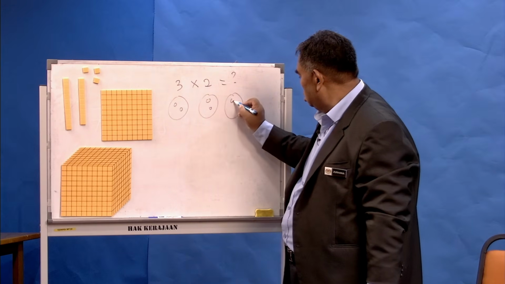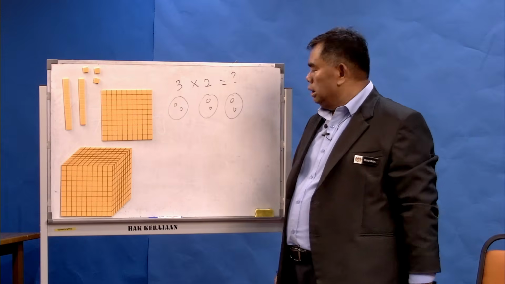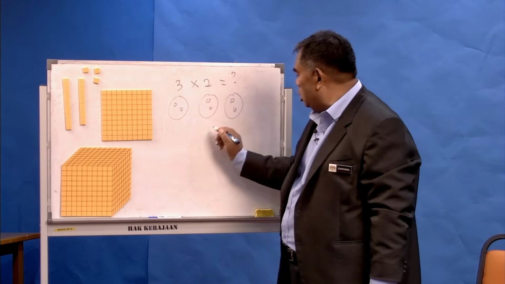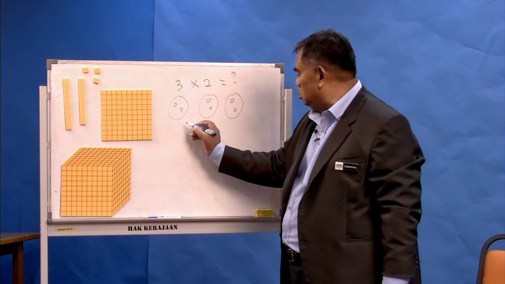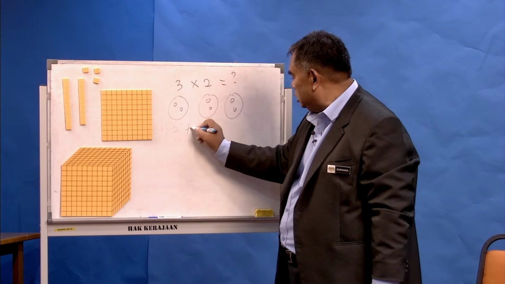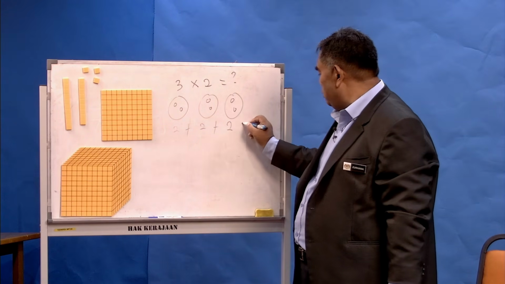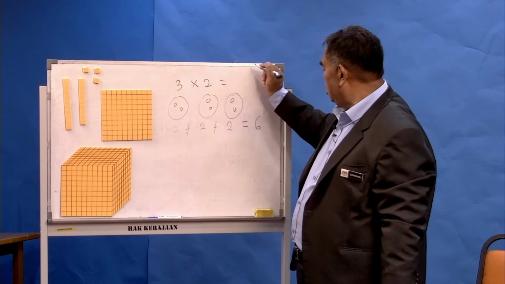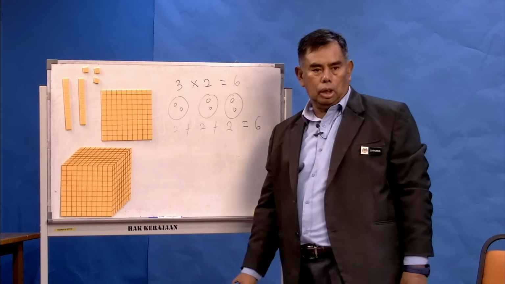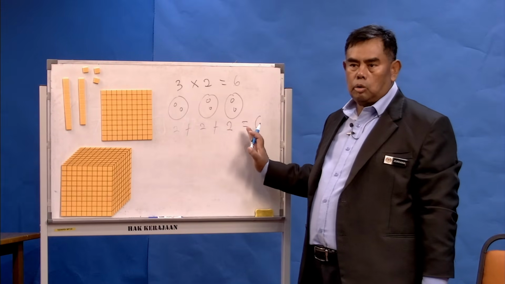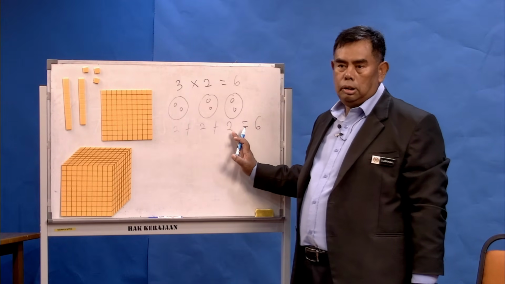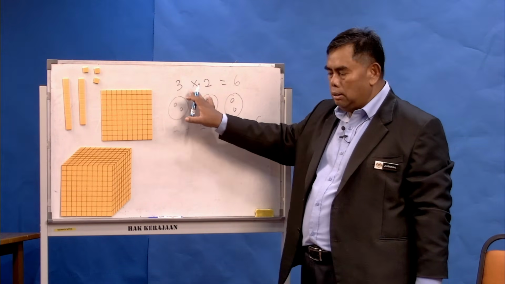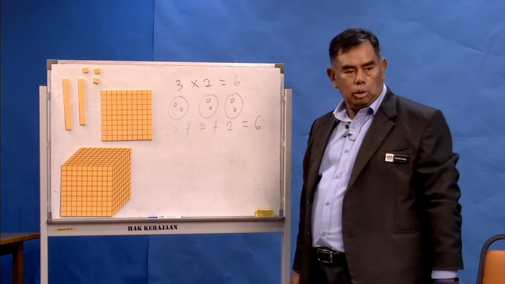So 3 multiplied by 2 means we add all the elements in 3 groups. So we have 2 plus 2 plus 2, which equals 6. So this means 3 times 2 equals 6. This is a concept, the concept of multiplication. So the children should understand the meaning of 3 times 2.